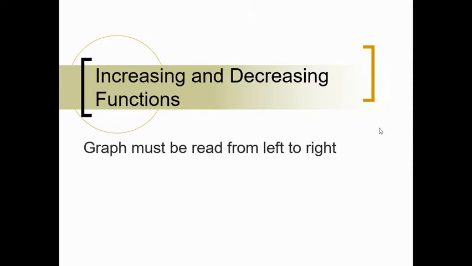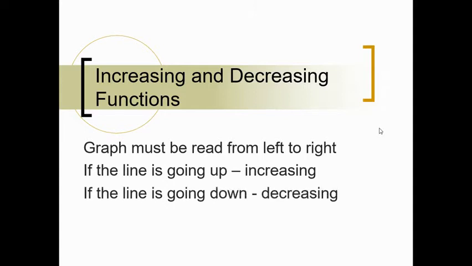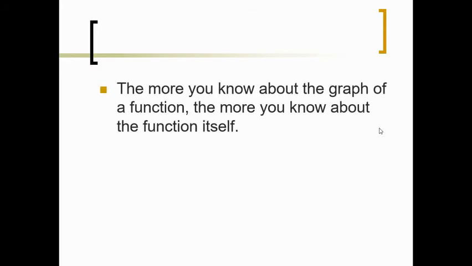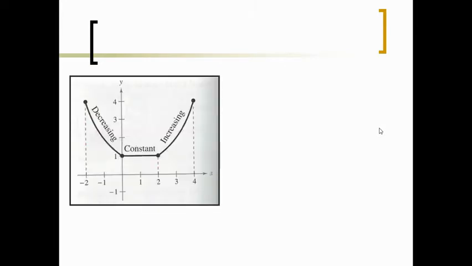Increasing and decreasing functions. First of all, the graph must be read from left to right. You must always read your graphs from left to right. If the line is going up, you're increasing, and if the line's going down, you're decreasing. The more you know about the graph of any function, the more you know about the function itself. So consider the graph on the next slide.